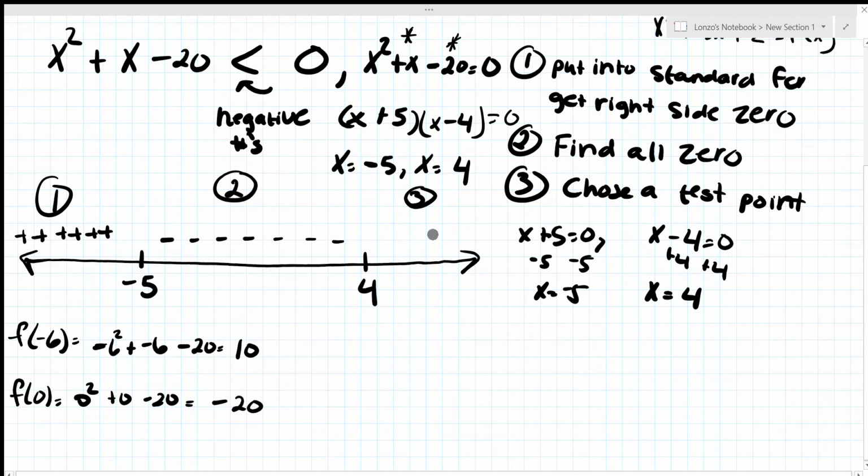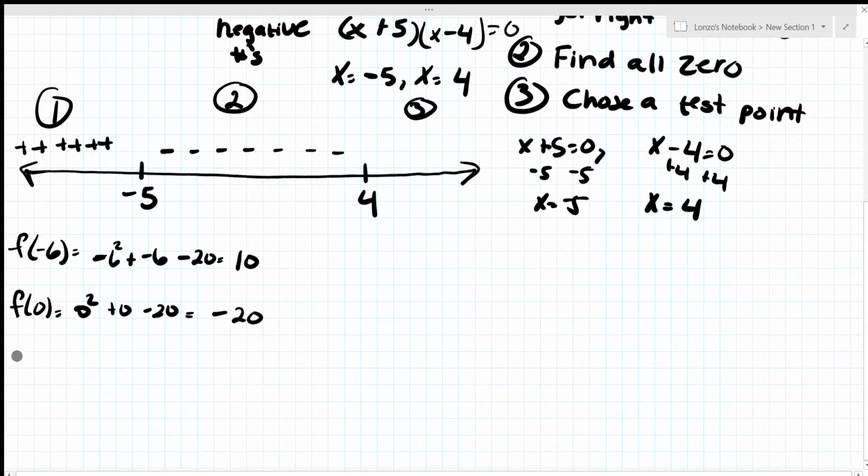Good. Now for my third part, I need a number bigger than 4. So I'm going to use +5. When you plug 5 into the function, you get 25 plus 5 minus 20. And when you do all the work, you get +10. So you're going to get positive numbers.